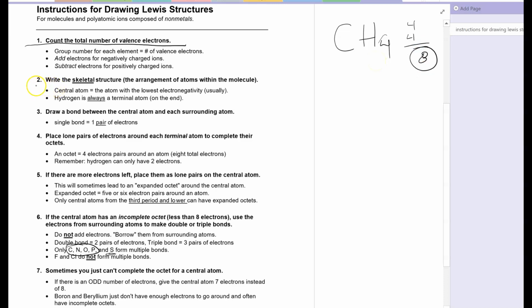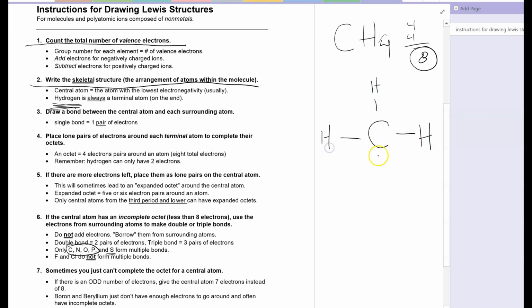Then it says to write the skeletal structure, the arrangement of atoms. So what is in the middle? Between carbon and hydrogen, we just said hydrogen is really never in the middle because it's stable with 2 electrons, so you can't bond more than that. So we're going to put carbon in the middle. Since carbon is a group 14 element, think about how many bonds it wants to make. It wants to make 4 bonds.